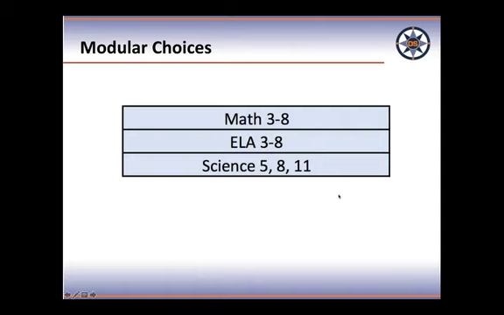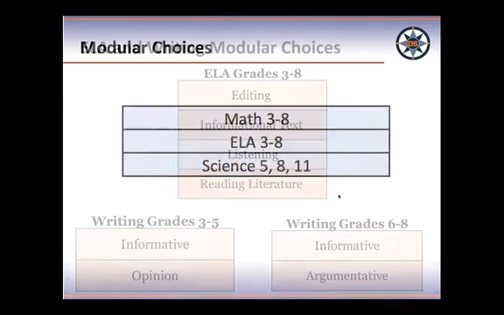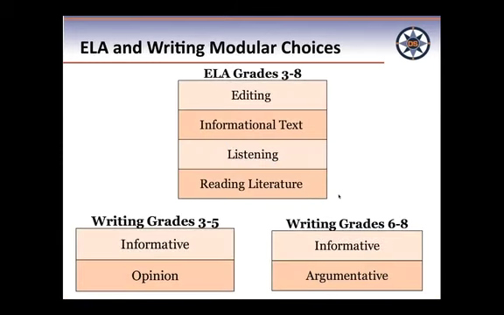Okay, great. So the different modular choices are for math, we have it for grades 3 through 8. ELA, and this is an interim too, ELA 3 through 8, and science is 5, 8, and 11, just like the grades that are tested. The different subjects that are covered: ELA for grades 3 through 8 are all the same. They cover editing, informational text, listening, and reading literature.